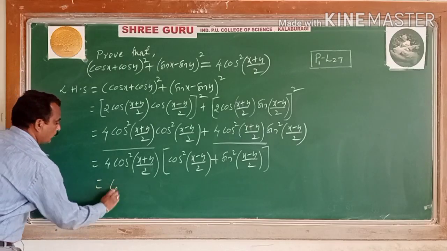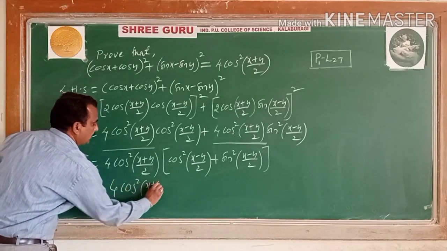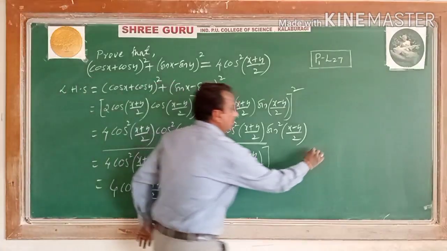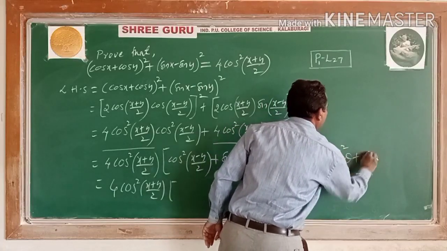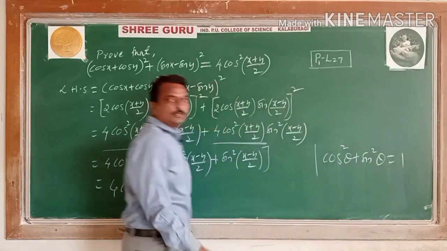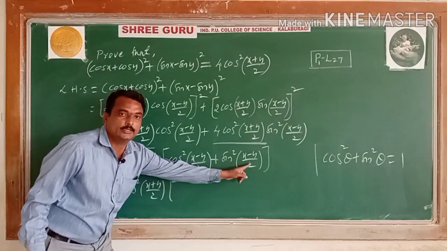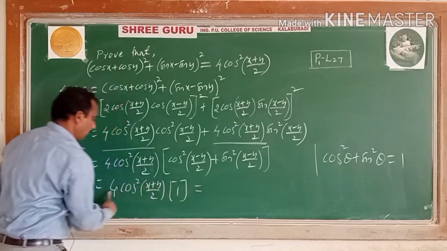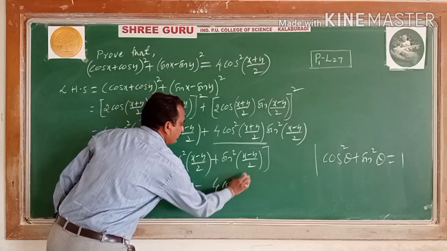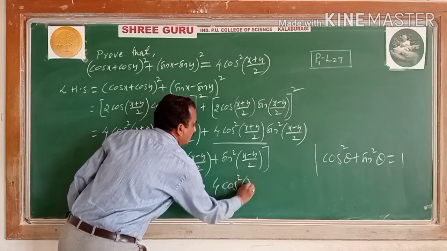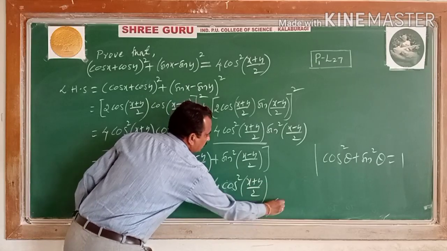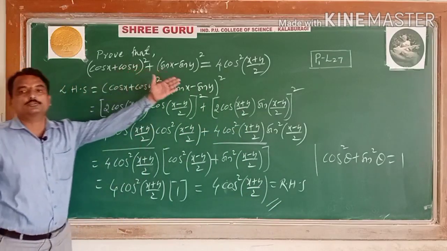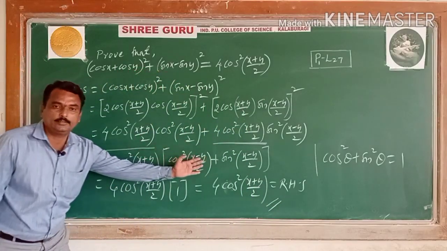So the next, this is equal to 4 times cos square of (x plus y) by 2. What is this? Is it cos square theta plus sin square theta? Cos square theta plus sin square theta is equal to 1, where the angles are the same, (x minus y) by 2. So this becomes 1. Therefore this is equal to 1 into 4 cos square of (x plus y) by 2. Is it your RHS, students? This is your RHS, 4 cos square of (x plus y) by 2. This is an identity we are getting directly.